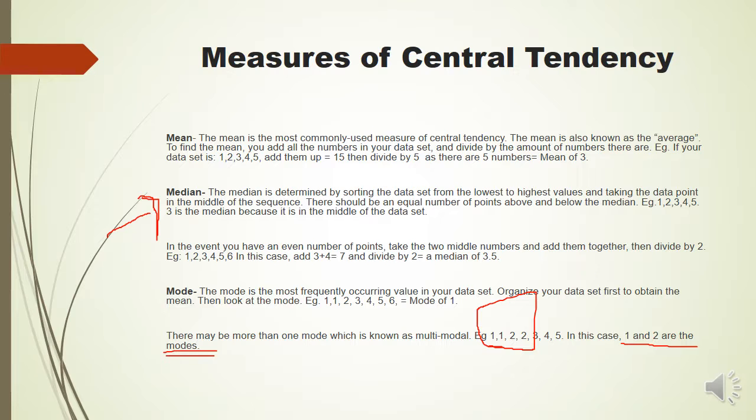Now you want to ask me, what if we have 6 numbers in our data set? Then the third number in is 2 numbers, right? Technically, these are both in the middle because it's not an odd amount of values. In this case, you can add the 2 together, divide by 2, and we get a median of 3.5. So that's how I want you to do that.